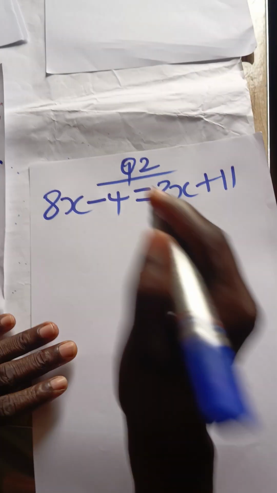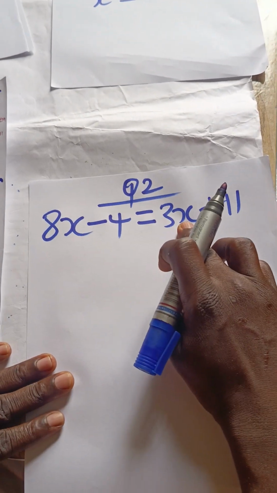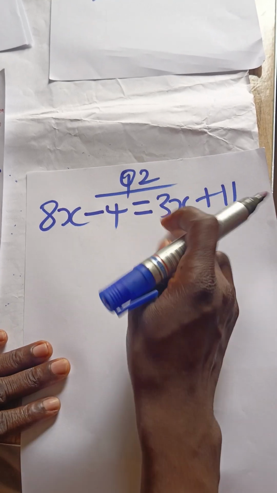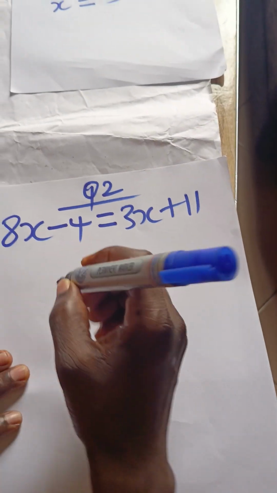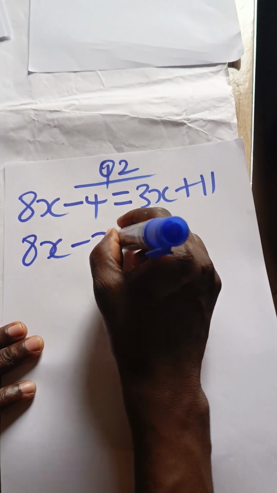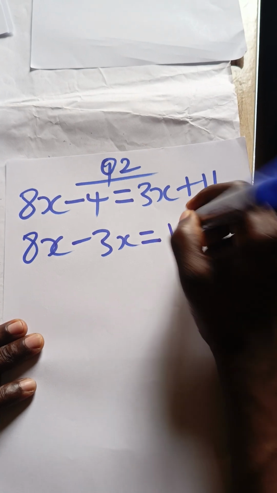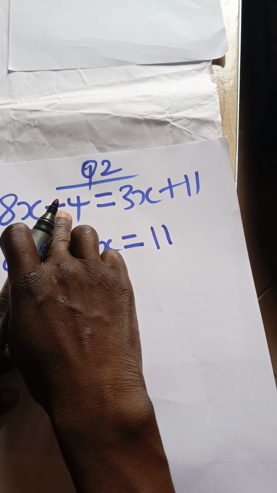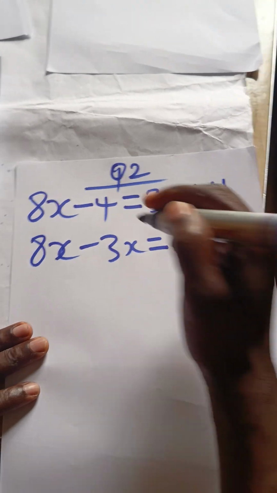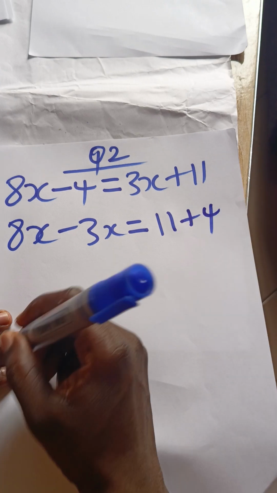The same approach, since the 8x and 3x are alike, you bring the 3x here, you let it cross the equal sign, and since it is positive, it automatically becomes negative. So you have 8x minus 3x. Then you bring your equal sign. This 11 is here, so you bring your 11, and this 4 will also go to where the 11 is, will cross the equal sign, and it is negative. So now it becomes positive.